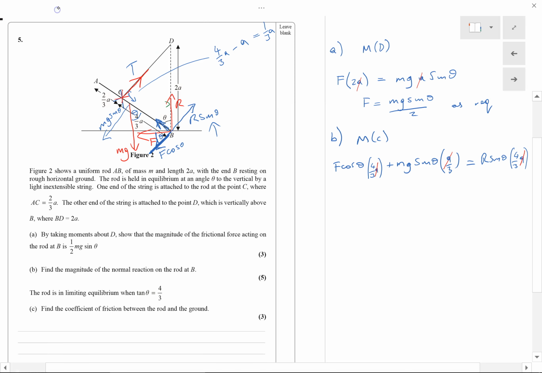Okay. So we can multiply through by 3. So we'll get 4F cos theta plus mg sine theta is equal to 4R sine theta.